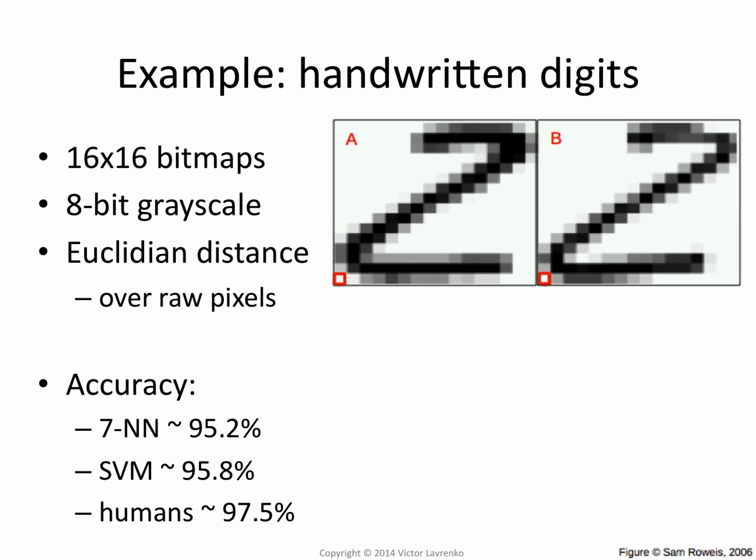Here's an example of using nearest neighbors for digit recognition, and this is one of the success stories for the algorithm. So here the input is 16 by 16 bitmaps. We're assuming that each pixel is a gray level, let's say an 8-bit grayscale value. And what we need to do is compute distances between a testing image, a testing bitmap A, and a training bitmap B.